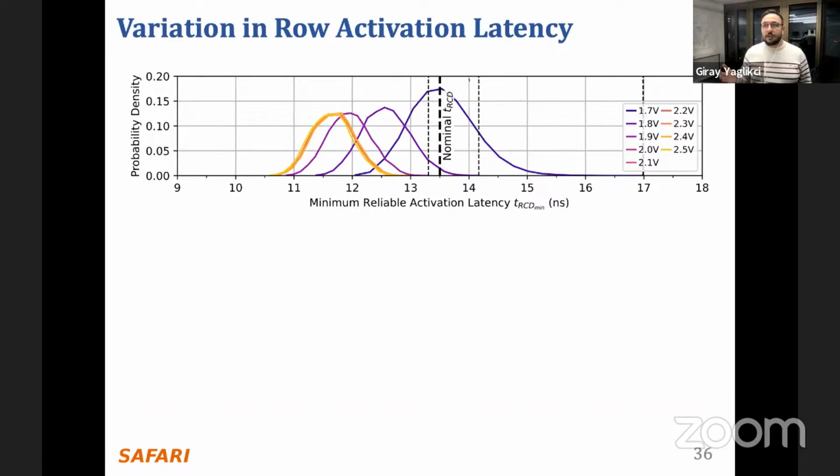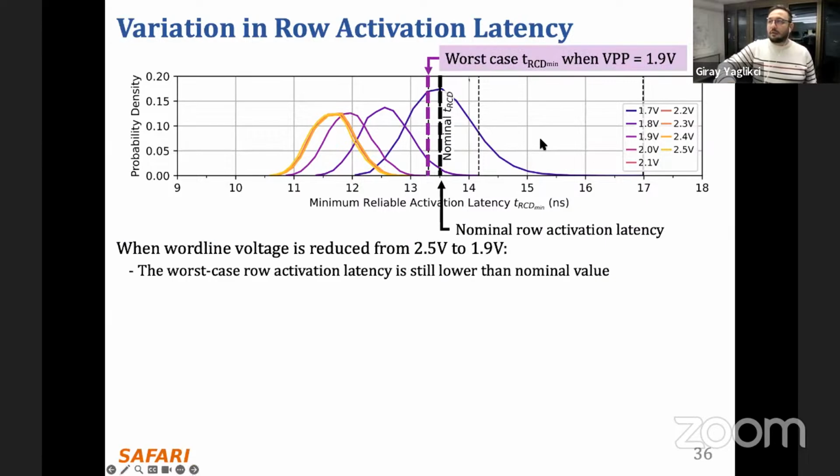When we look at the variation in row activation latency, we observe that at 2.5 volts, the variation is shown with this yellow curve here, right? So we have a peak around 11.5 nanoseconds, and the tail goes to 0 around 13 nanoseconds on the right-hand side. This means that if we use 13.5 nanoseconds, for example, this dashed line here, for 2.5 volts, we are safe because this is a latency parameter that is larger than the actual latency of every single row in the simulation. And the nominal row activation latency is around 13.5 nanoseconds, and the worst case tRCD min is here when VPP is around 1.9 volts based on our simulation.